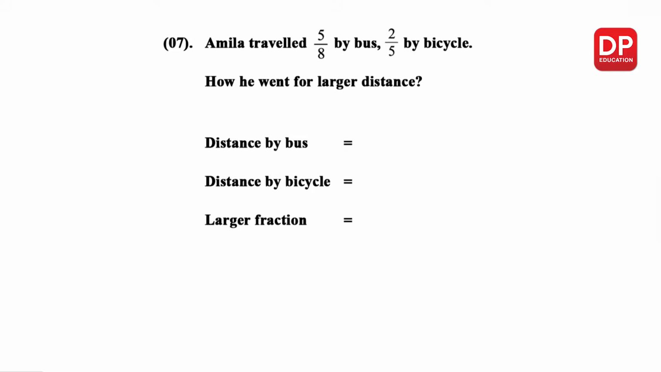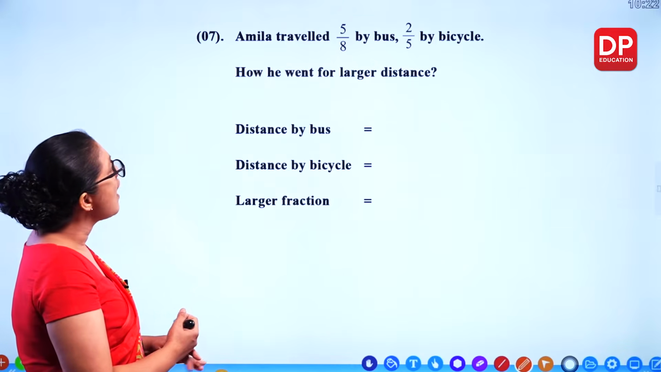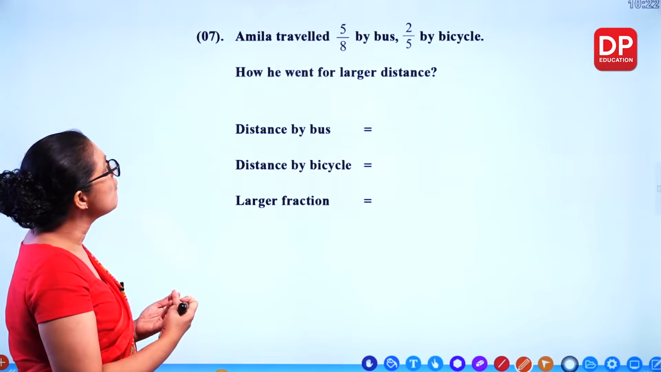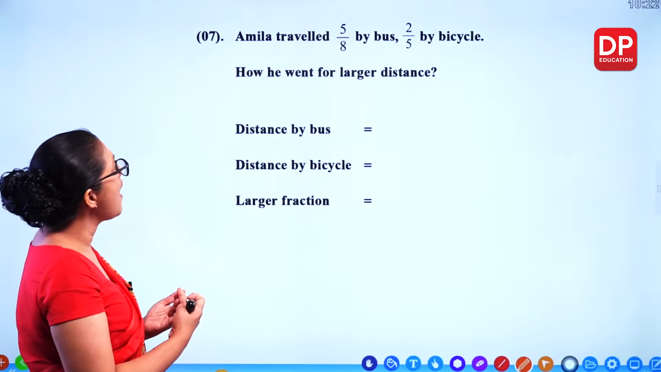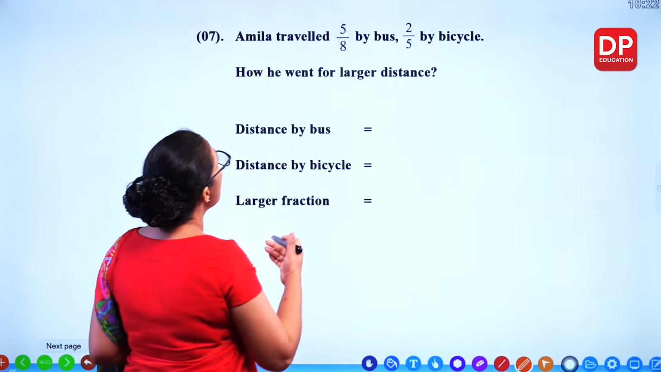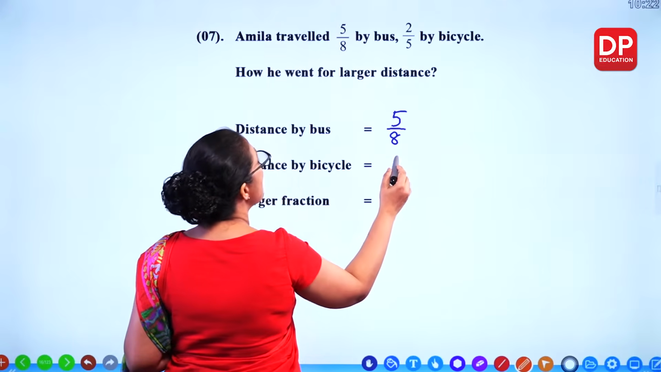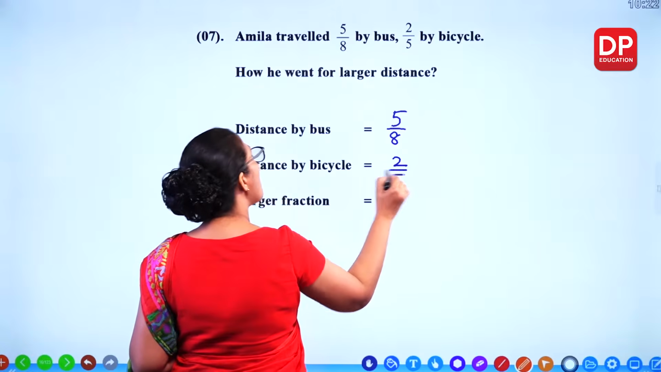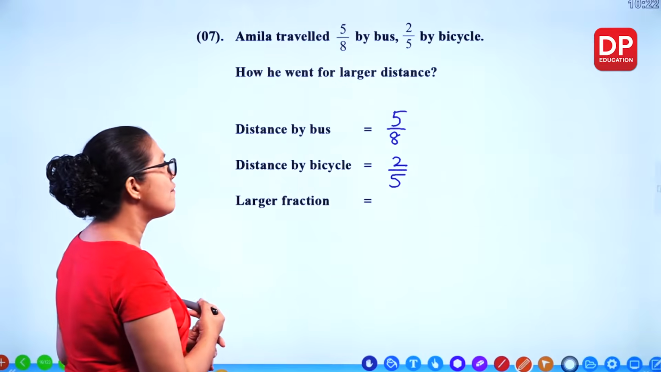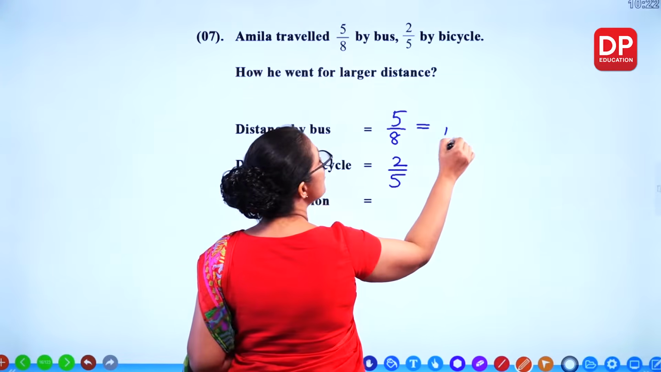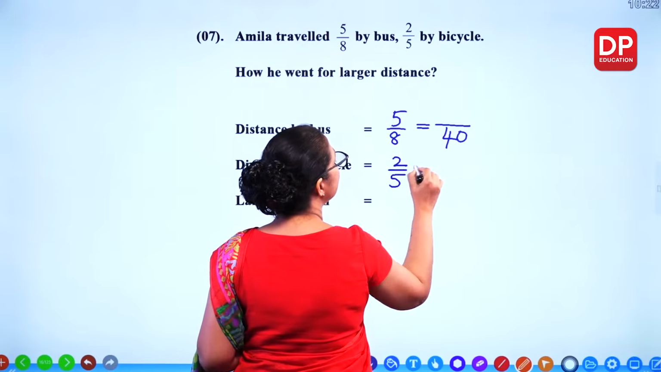Amila travelled 5/8 by bus, 2/5 by bicycle. Which way did he go for a larger distance? So we need to compare which one is bigger, 5/8 and 2/5. Distance by bus, 5/8. And distance by bicycle, 2/5. What's the common denominator? 5 and 8, that's 40. So we can convert to denominator 40.